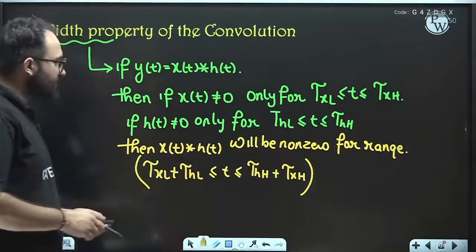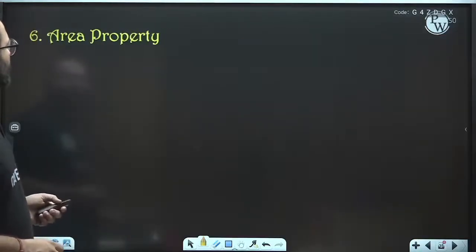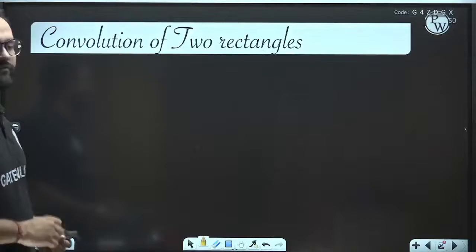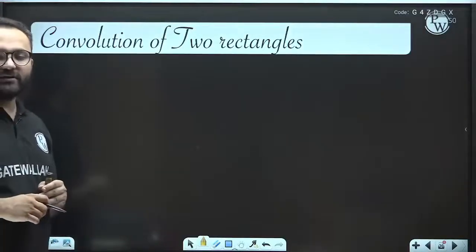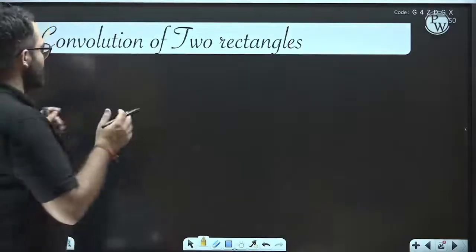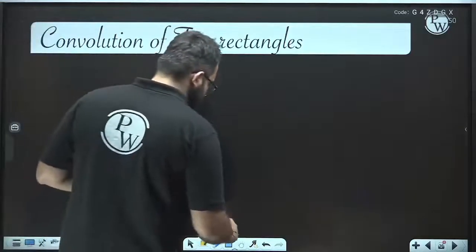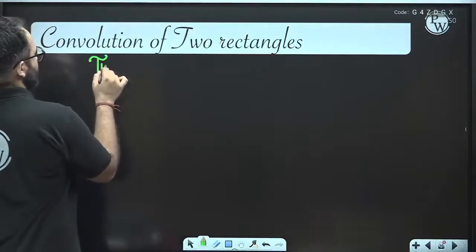Okay, so let's take an example. Before moving to the distributive property, let's move on to the convolution of two rectangles, because this width property is very important and it can be used here. So we can see an example also. We can see the convolution of two rectangles. Here we have two cases.